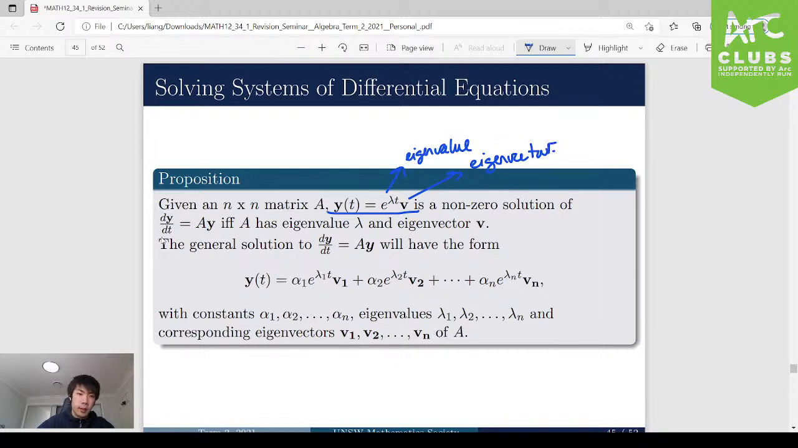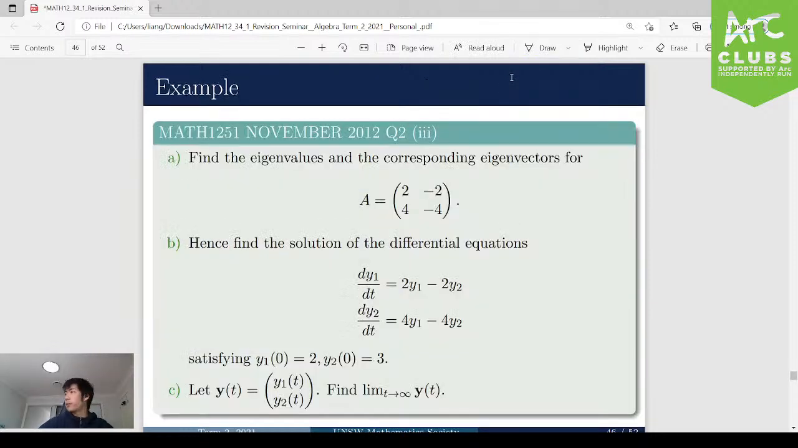The solution to this differential equation will be this particular solution if and only if A has eigenvalue lambda and eigenvector v. And in general, of all these y's, you have alpha 1 times e to the power of lambda 1, the first eigenvalue, times t, times the first eigenvector, and so on. You have this entire linear combination. So, last example here.